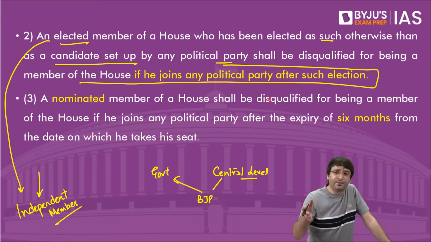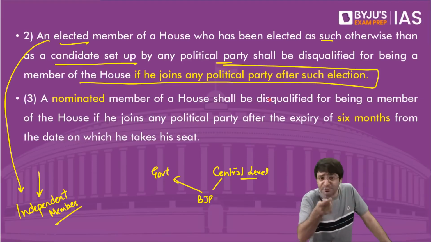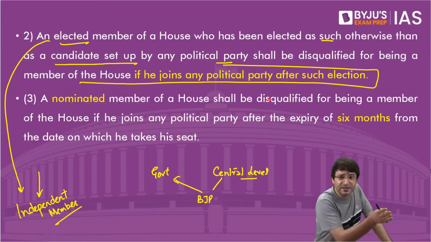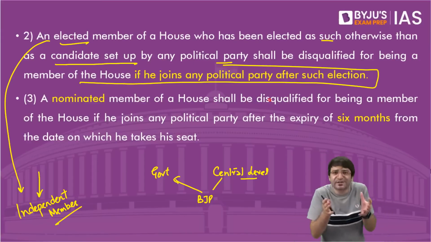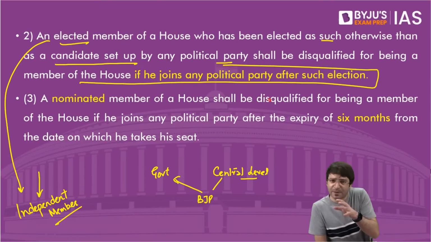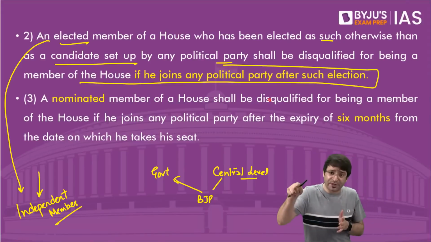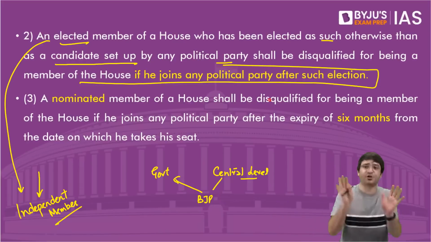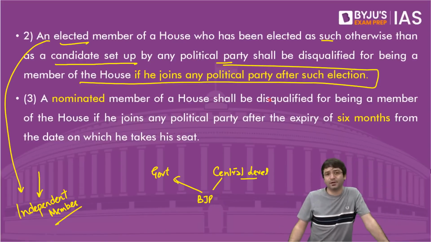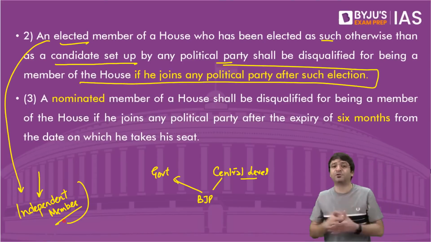Similarly, we have the uncle of Chirag Paswan, part of the Lok Jan Shakti Party, but he is a minister. If he joins the BJP, he will be disqualified. But if he joins the government, he will not be disqualified because it is like a coalition government. We have Miss Anupriya Patel. She is not part of the BJP, but she is part of the government. If, as a member of parliament belonging to her political party, she joins the BJP, then she will be disqualified. So this independent member also, if he joins a political party, will be disqualified. But if he joins the government, he will not be disqualified.